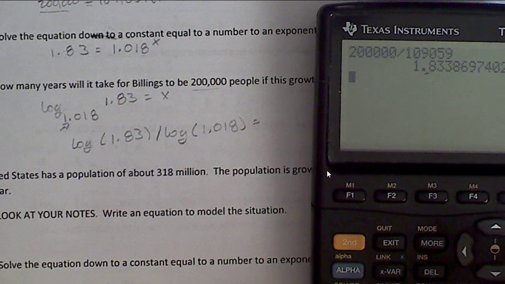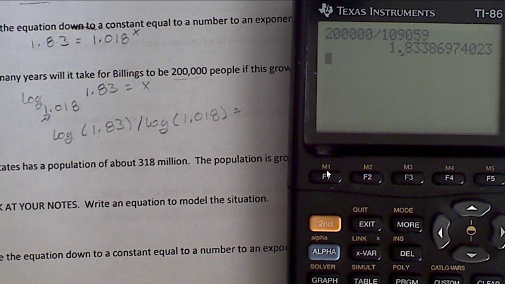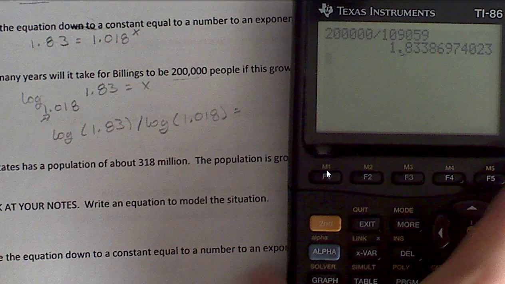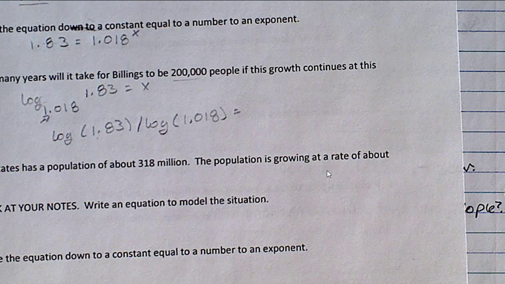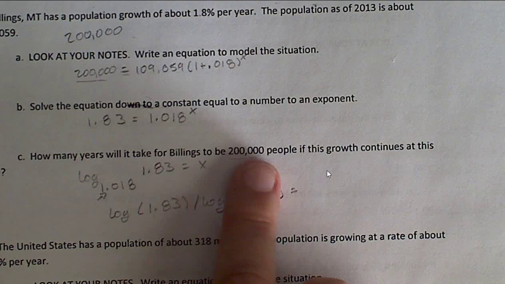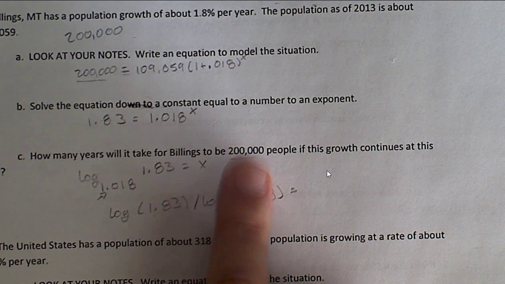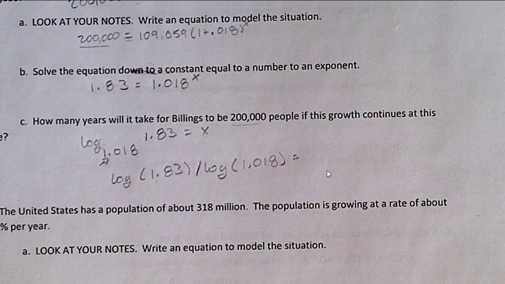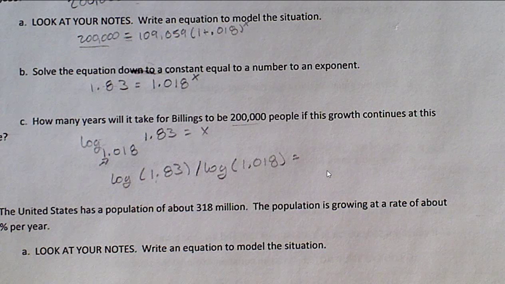And so, about 33 years. Okay, 34 years. How do you get 1.83? So I got that by doing 200,000 divided by 109,059. The 200,000 came from part C. That's what we're trying to get it up equal to. And the 109,000 is what Billings' population is as of 2016.